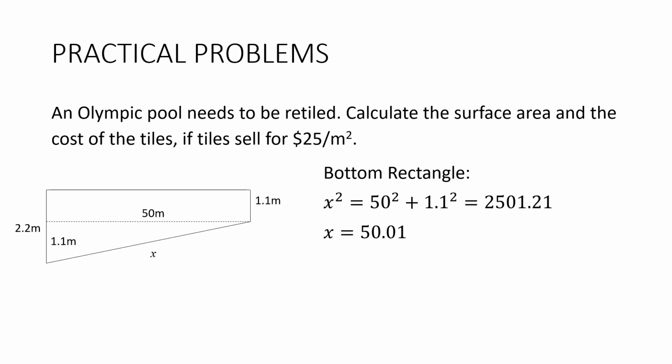It looks a little bit strange, that number, but look at the difference in the magnitudes. This is just a little bit over a metre, and that's 50 metres. So this hypotenuse is going to be pretty close to 50 metres, which it is. Okay, now we can work out the area of the bottom rectangle.